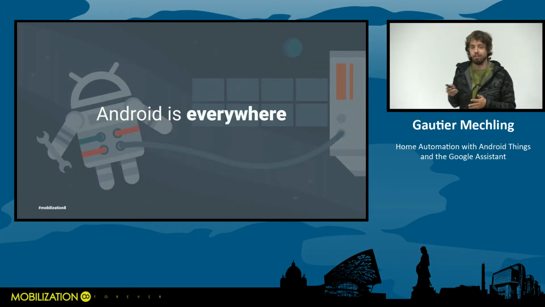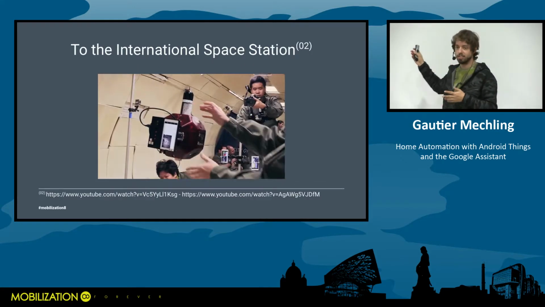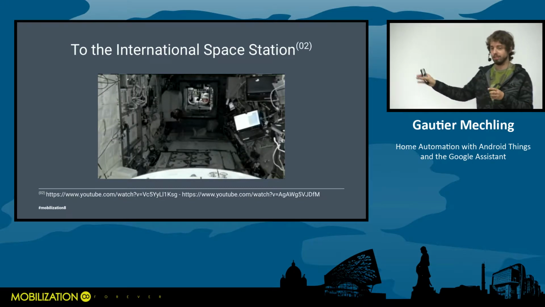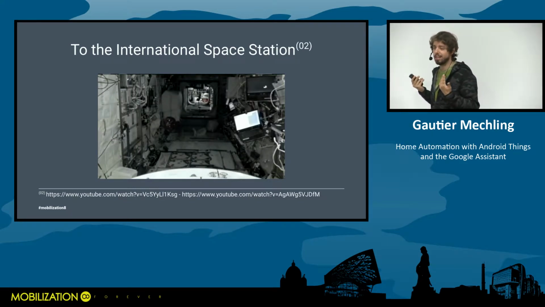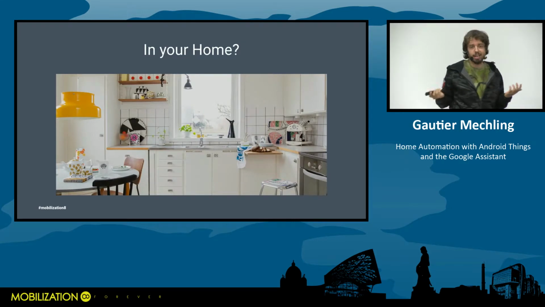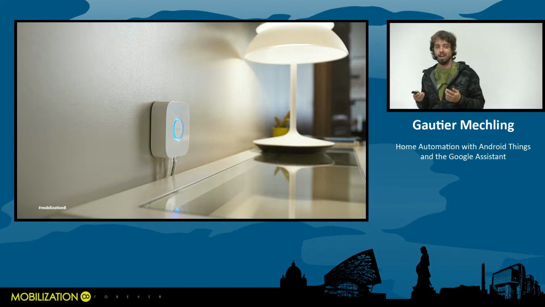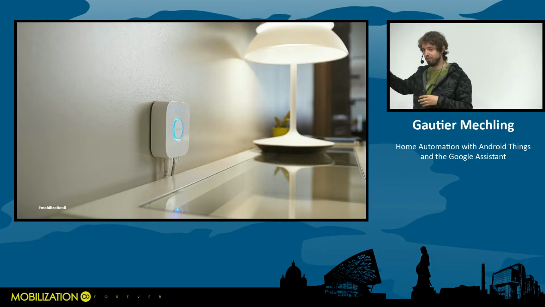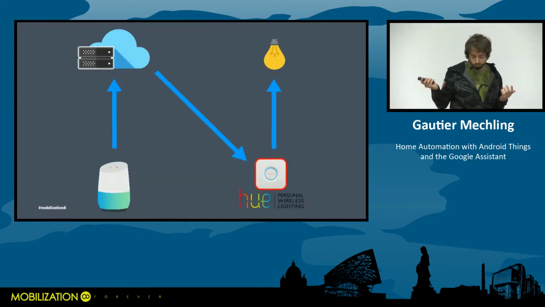So really, Android is everywhere now, from inside a shoebox to the International Space Station, because if you didn't know, some Android devices are on the International Space Station. And when you think about that, if Android can be in space, there's no reason why it could not be in your home, acting as a bridge between the Google Assistant and devices there. If it's safe enough for the International Space Station, I guess it's safe enough for your home, probably.